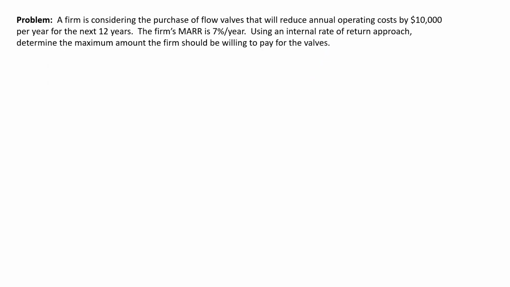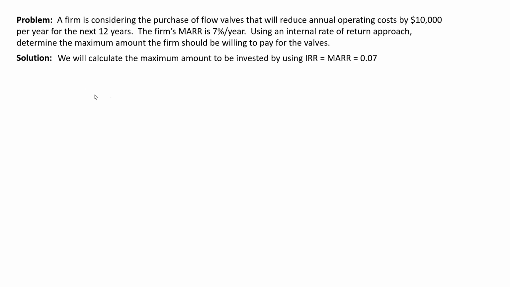A firm is considering the purchase of flow valves that will reduce annual operating costs by $10,000 per year for the next 12 years. The firm's minimum attractive rate of return is 7% per year. Using an internal rate of return approach, determine the maximum amount the firm should be willing to pay for the valves. We know they're going to get 10,000 every year for the next 12 years. So what should they invest? What should P equal? Use the internal rate of return approach and say what P is.